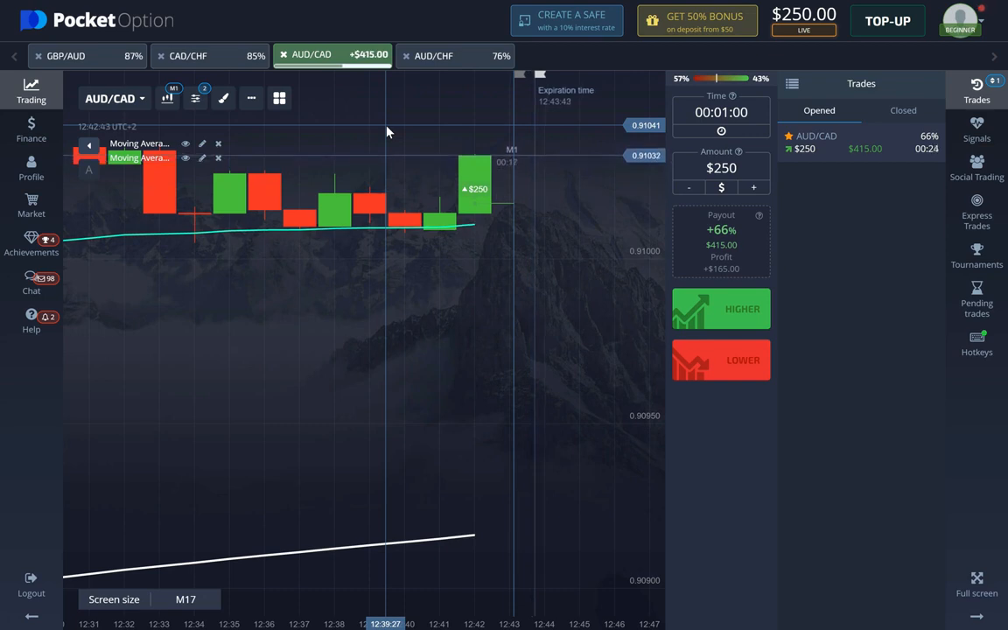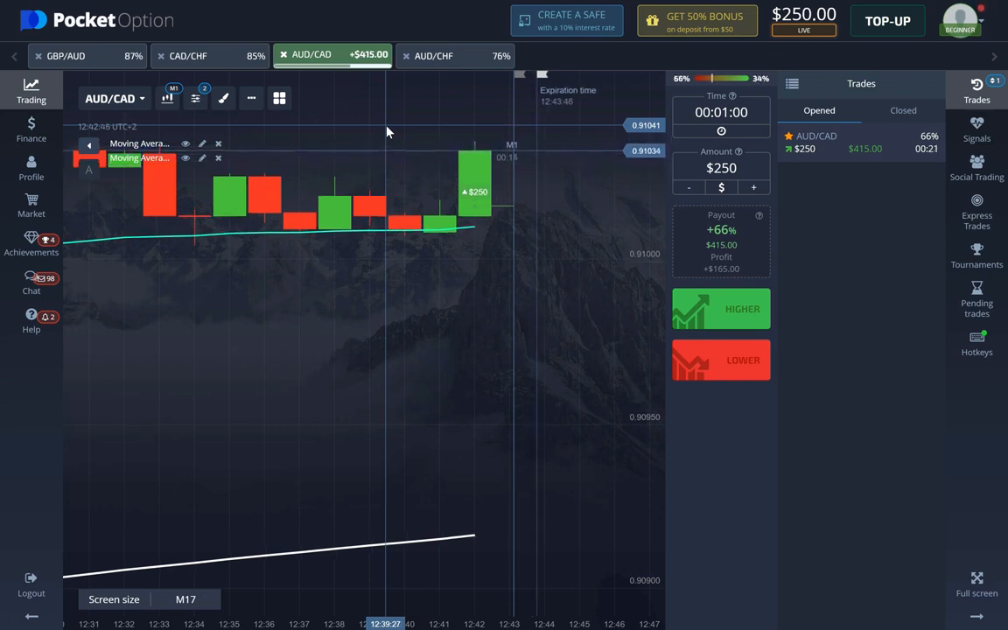And after that happened, we are taking a 1 minute long or short position depending on which trade we are taking and where the price is. If the price is above 200 EMA, then we're taking only long positions. If the price is below 200 EMA, we're only taking short positions.